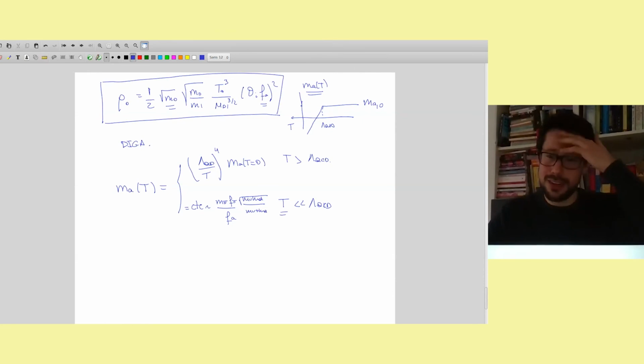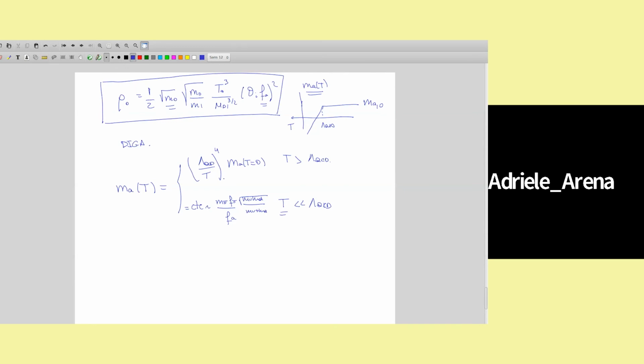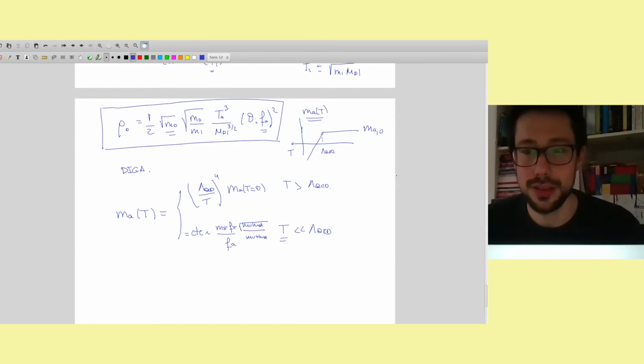So was it clear? No? So the question was, how is the temperature dependence of the axion mass? In the case of the QCD axion, it follows this dependence. Is there any more question?